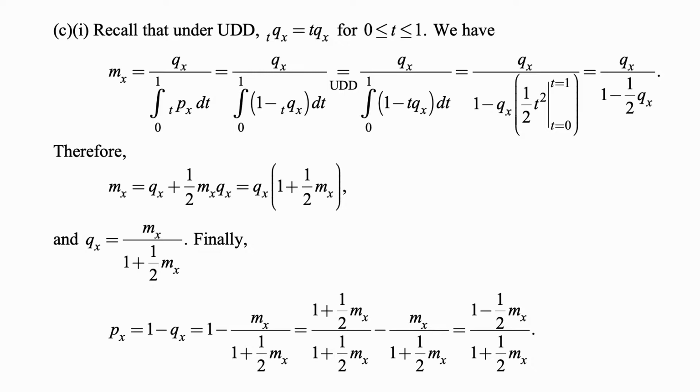For part C, part 1, recall that under UDD, tqx is t times qx. That's like the defining property of UDD. If you have a hard time memorizing things, you still can remember this. And this is so important to remember, so remember this for the test.